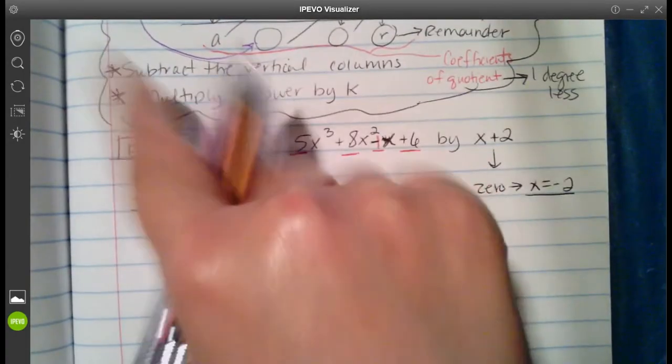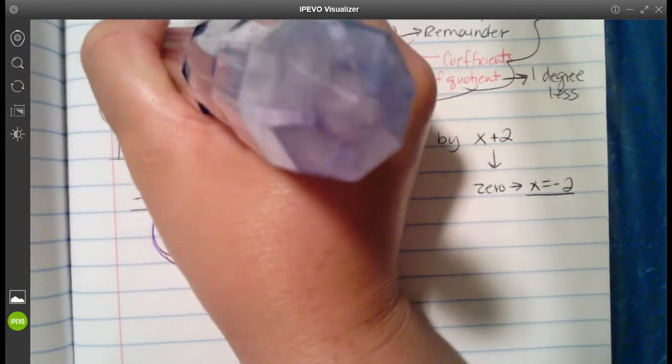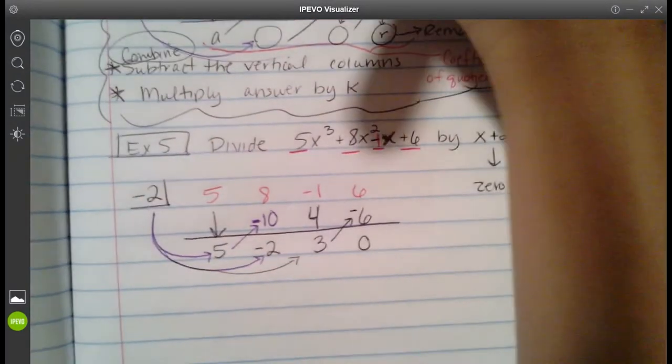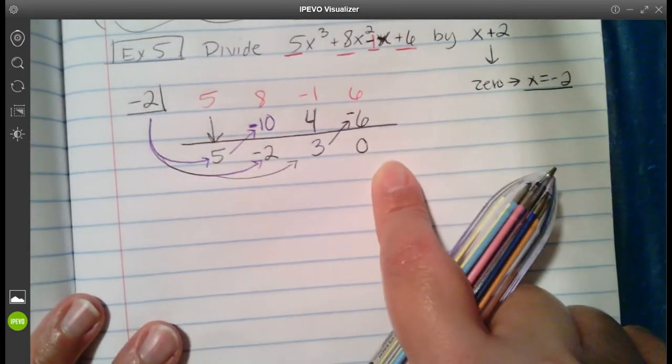I put subtract because the text says subtract, but I'm just going to say combine because I think that makes more sense to me personally. You can leave subtract if you want. Anyway, so we're almost done. We're going to go ahead and rewrite this now as a quadratic.